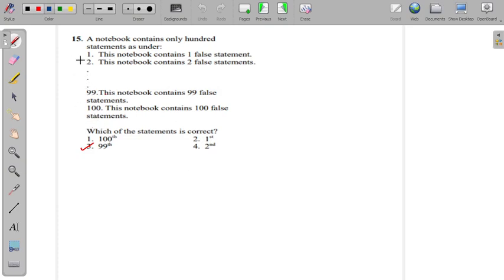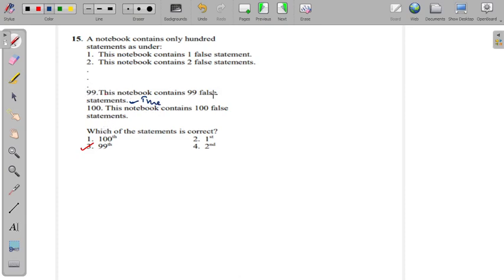Similarly, the fourth option is the second statement. If it is correct, then the rest of the statements, like contains two false statements, the rest of the statements are also given as false statements, so they contradict each other. But when you take up the third option, that is the 99th statement is correct, that is this notebook contains 99 false statements. So in that case, if this is true, then from the 1st to 100th statement, they are all false statements. The 99th statement is the true statement.